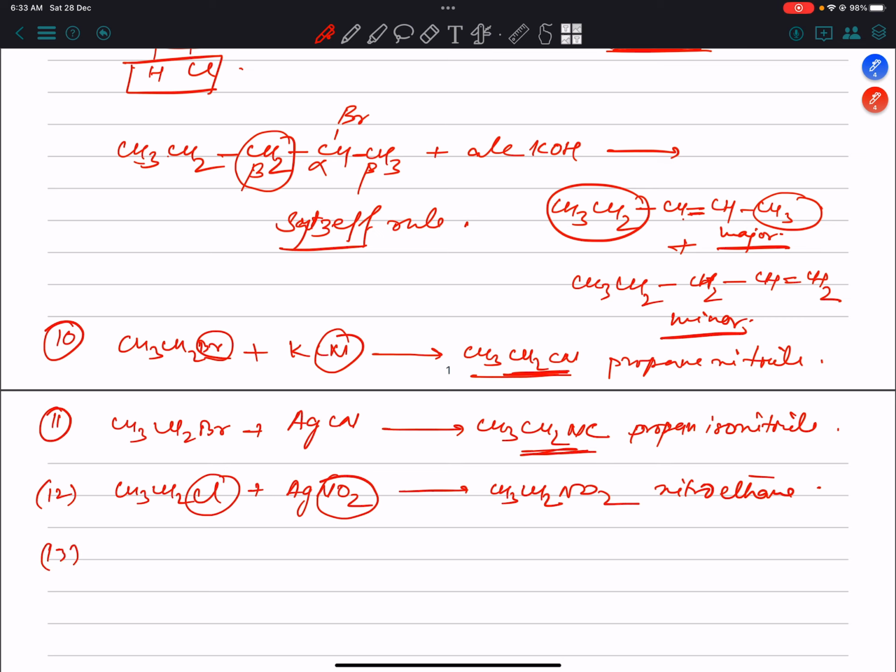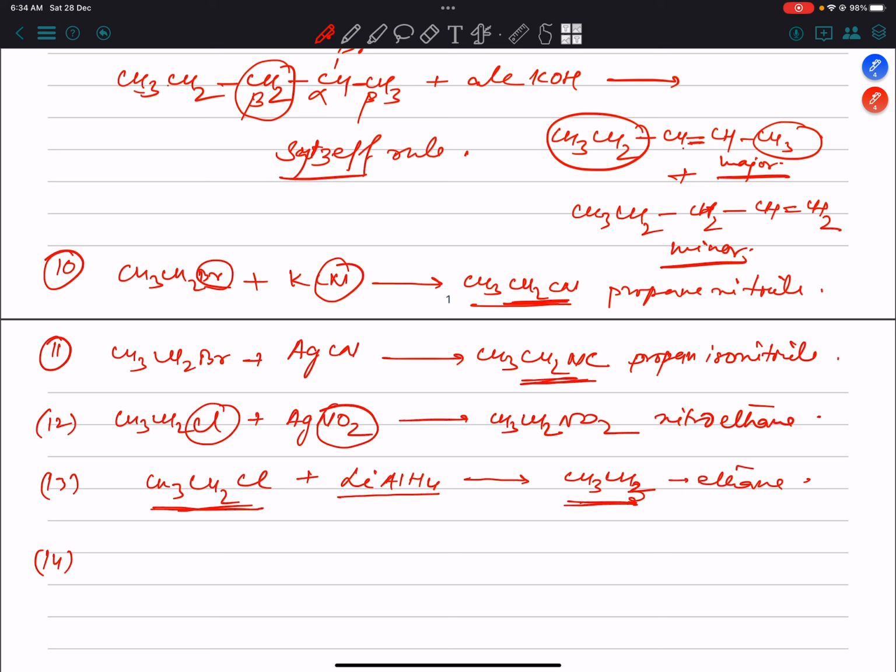Next reaction is when an alkyl halide, say chloroethane, reacts with a reducing agent LiAlH4, lithium aluminum hydride, it gives alkane. Here in chloroethane 2 carbons are there, so in the product a 2-carbon alkane is formed, so the product is ethane.